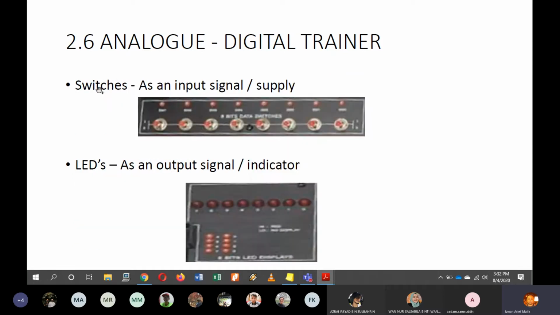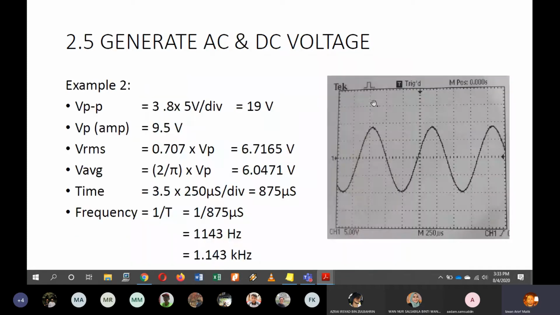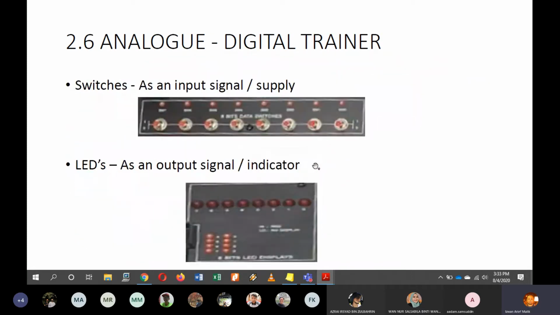Alright. And then you have switches as an input signal or supply. So here you have switches, toggle switch, 0101. Up here you have LEDs. You can use them as your output, or you can use them as your input as well, indicating that if you are switching this switch on, then it will turn on. So that you know which switch is on at that particular time lah. LED as an output signal indicator, which is up here. Normally we use this for basic electrical electronic circuits, as well as up until counter circuits. Okay, you can use them.